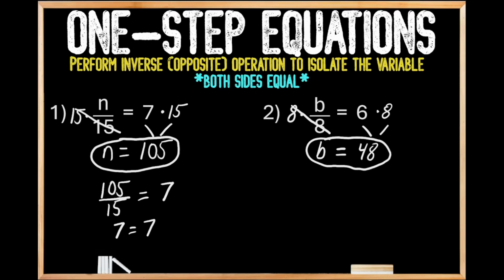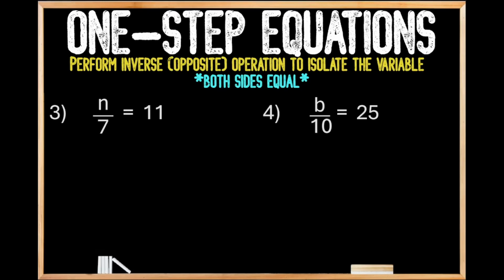And we are going to double check this, so we're going to plug in our value for b into this original problem. So we have 48 divided by 8 equals 6. And when we divide 48 by 8, we get 6. And since both sides of this equation are equal, it means that we have the right answer, and b is in fact equal to 48.